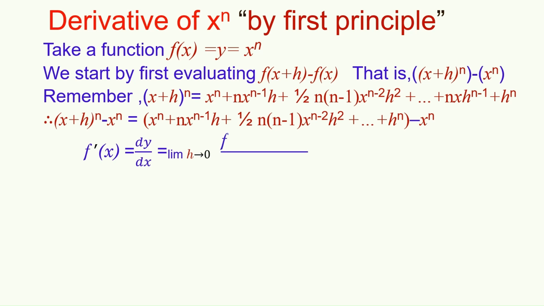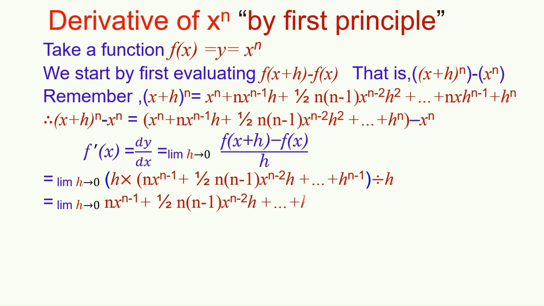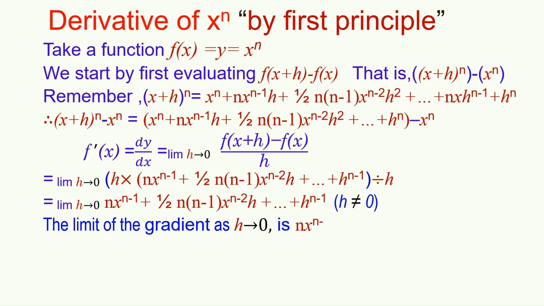f dash of x equals dy dx equals limit h tends to 0, [f of x plus h minus f of x] whole divided by h, equals limit h tends to 0, h times [n times x to the power of n minus 1 plus 1/2 n(n minus 1) x to the power of n minus 2 times h plus h to the power of n minus 1] divided by h, equals limit h tends to 0, n x to the power of n minus 1 plus 1/2 n(n minus 1) x to the power of n minus 2 times h plus h to the power of n minus 1, h not equal to 0.